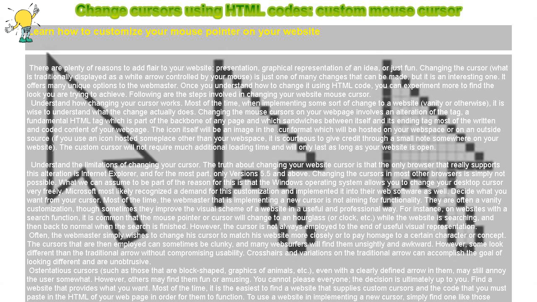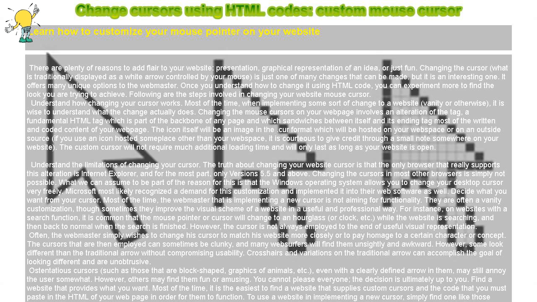Decide what you want from your cursor. Most of the time, the webmaster that is implementing a new cursor is not aiming for functionality. They are often a vanity customization, though sometimes they improve the visual scheme of a website in a useful and professional way. For instance, on websites with a search function, it is common that the mouse pointer or cursor will change to an hourglass, or clock, etc., while the website is searching, and then back to normal when the search is finished.